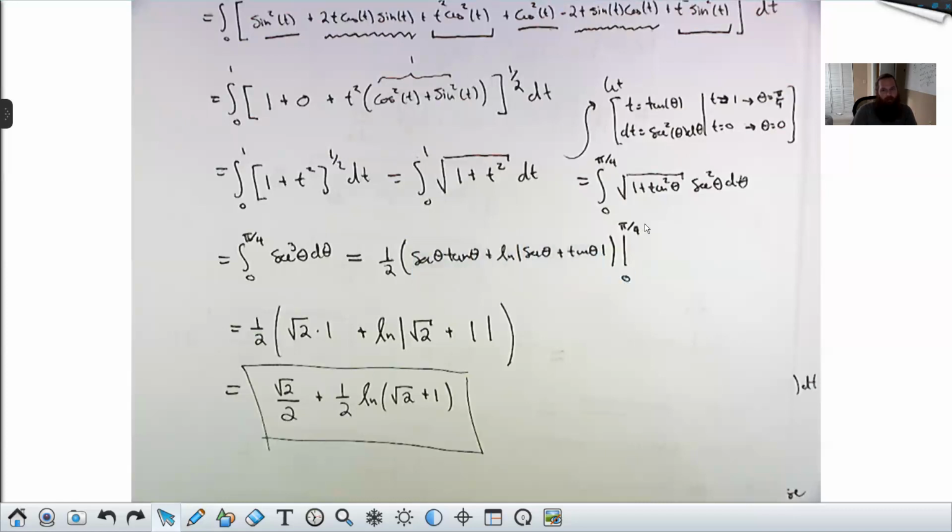Everything is 0 there. The upper bound, the secant of pi over 4 is root 2. The tangent of pi over 4 is 1. And then you have the natural log of secant plus tangent. So it'll be the natural log of root 2 plus 1. So this is how that all comes out.